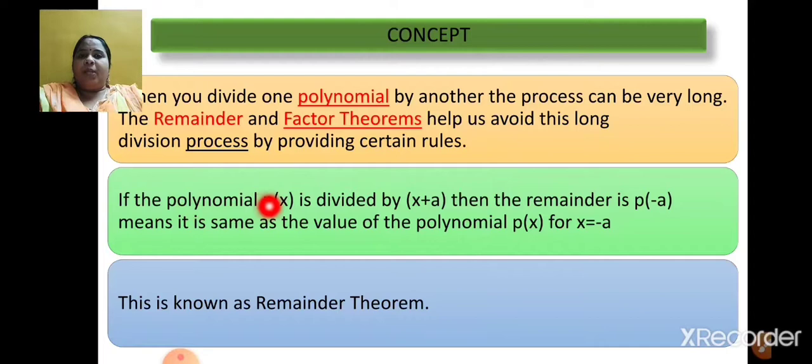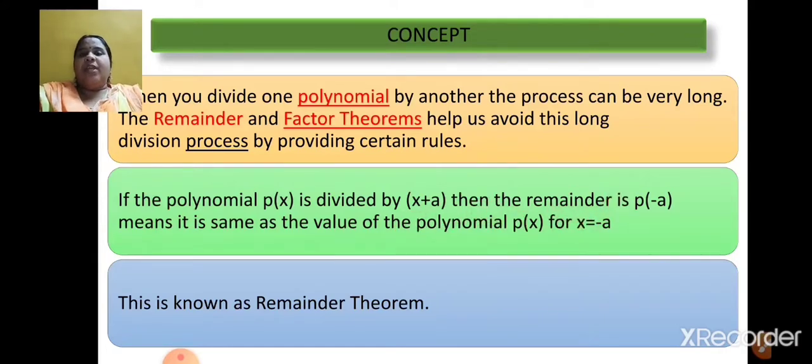If the polynomial p of x is divided by x plus a, try to understand. The polynomial is in x, it is divided by x plus a, then the remainder is p of minus a. If you substitute x as minus a, whatever you get as the value of the polynomial, that is nothing but the remainder. It is the same as the value of the polynomial for x as minus a.